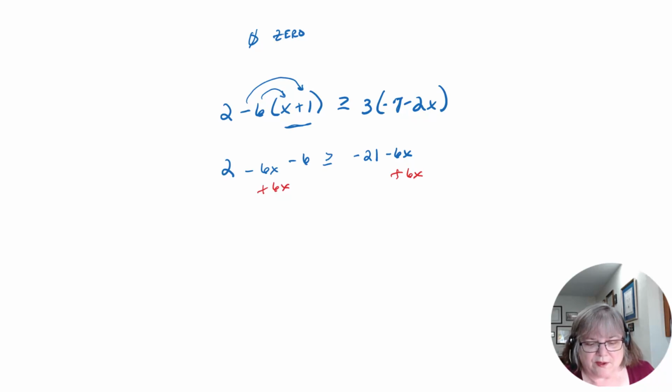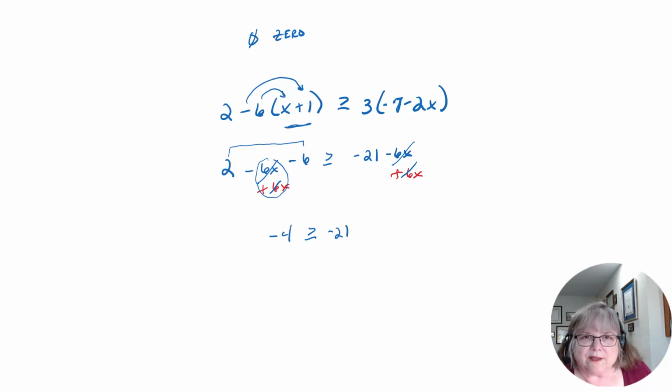Really and truly, I guess we should have, in the grand scheme of things, maybe done our 2 minus 6 first, but again, you'll get used to the fact that once you get comfortable with the fact that this 6x is a different term than this 2 minus 6, you can work them separately. All right, so 2 minus 6 is a negative 4. And over here, these cancel. And so I have negative 21.